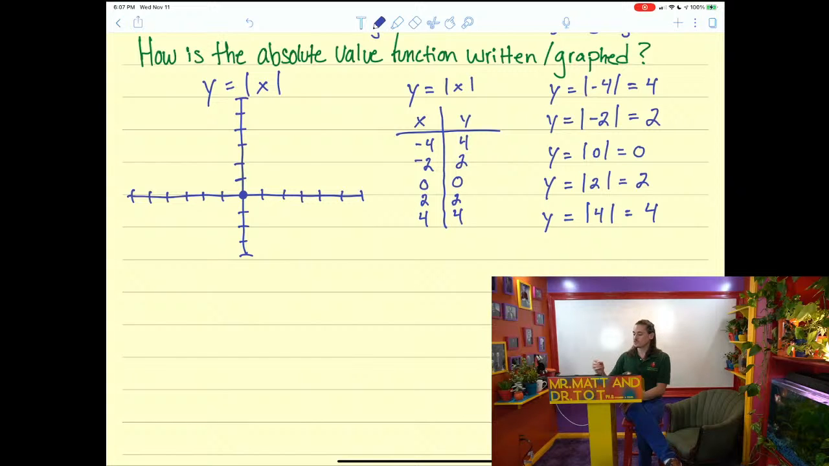So if we plot out the other points, at -2, we're at +4. At -2, we're at +2, I'm sorry. And then at -4, we're at +4. At +2, we're at +2. At +4, we're at +4. So we're going to look something like this. My graph really isn't that exact. So these should be straight lines.